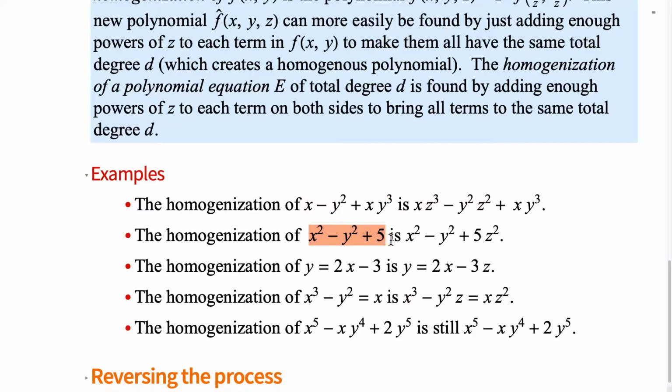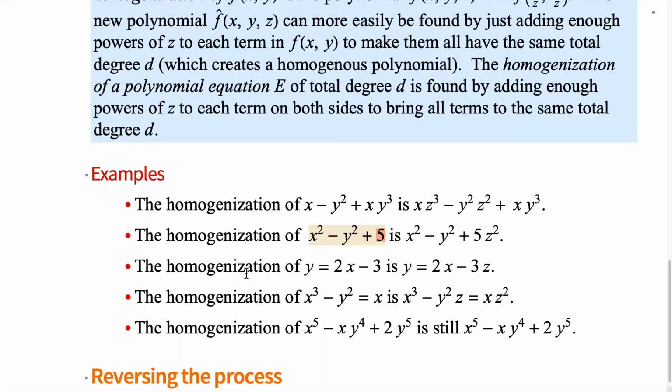Likewise, if you look at x squared minus y squared plus 5, that's not homogeneous. That's degree 2, degree 2, degree 0. We want to bring all the terms up to degree 2. The x squared is okay, the y squared is okay, we're missing some on the 5. So the homogenization of this polynomial would be x squared minus y squared plus 5z squared.